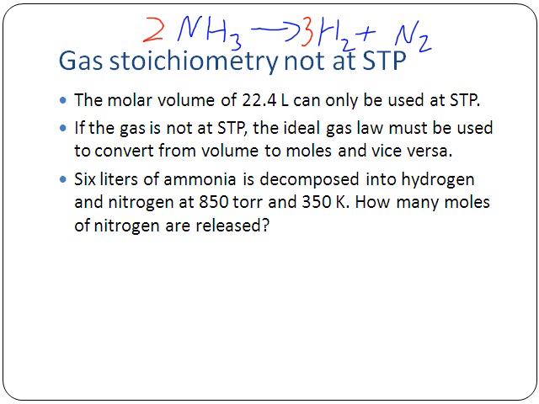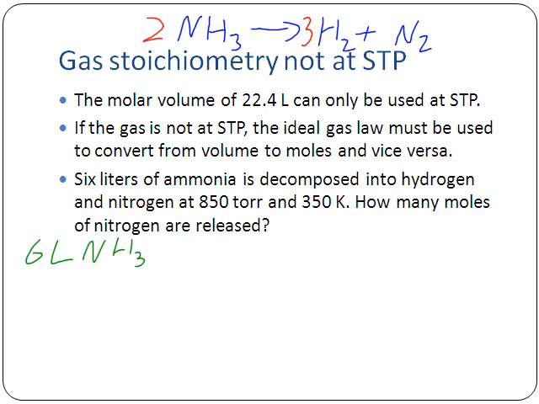So let's see what we've got here. We have 6 liters of ammonia decomposed. So we start off with 6 liters of ammonia, 6 liters of NH3.